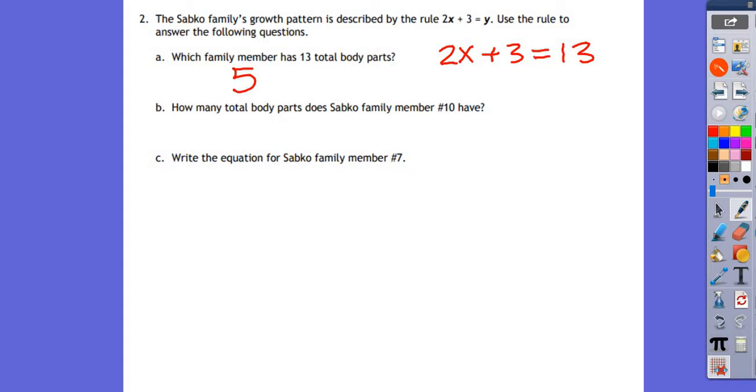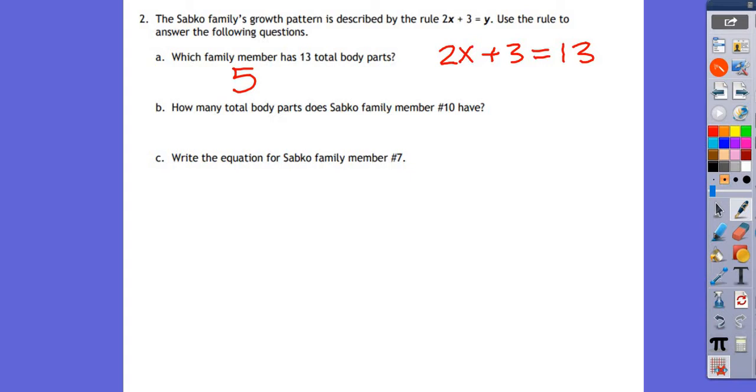2 times 5. Oh, 2 times 5 plus 3 gives me 13. But I would have to sit here and try and play around with numbers, right? So we need to learn how to solve that, and that's what we're about to do.